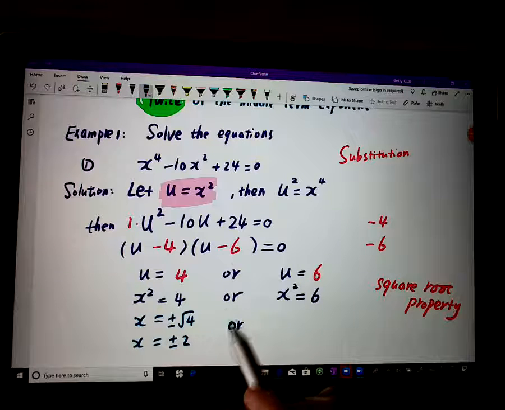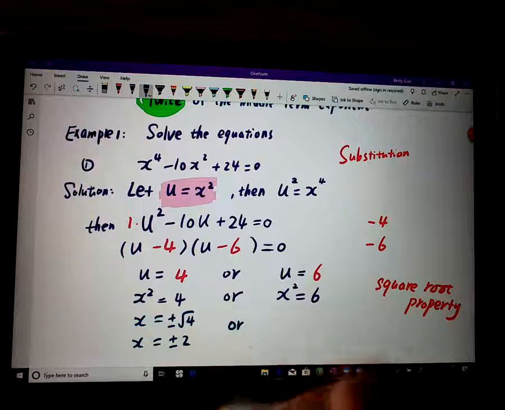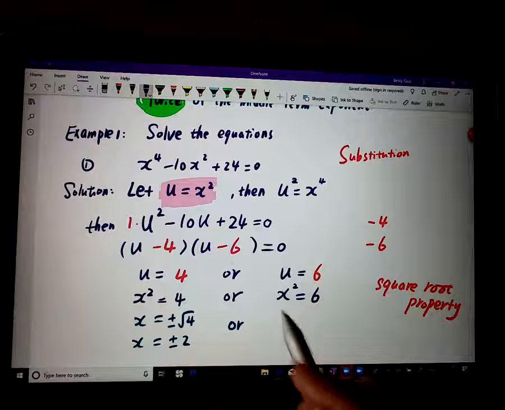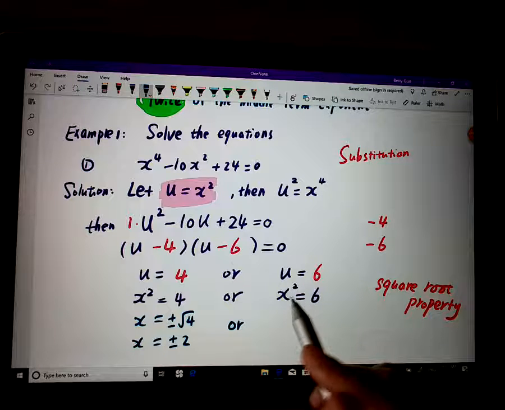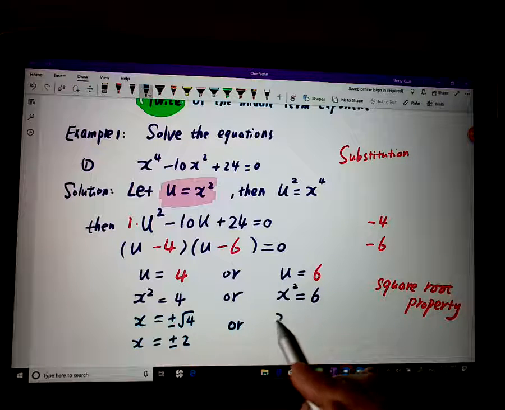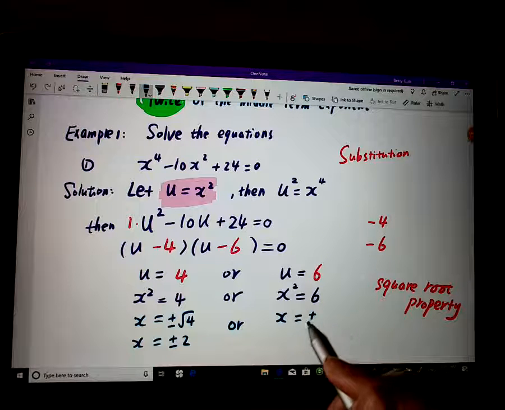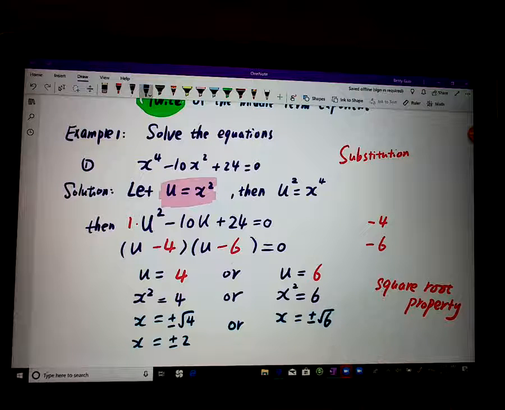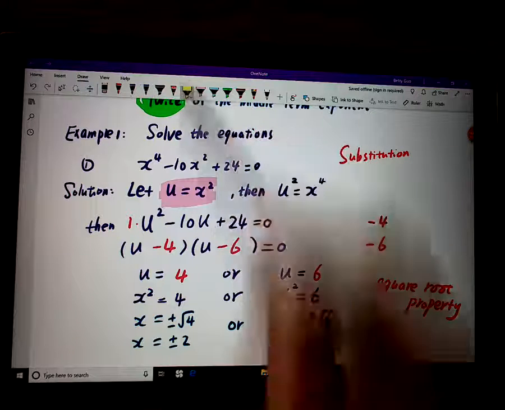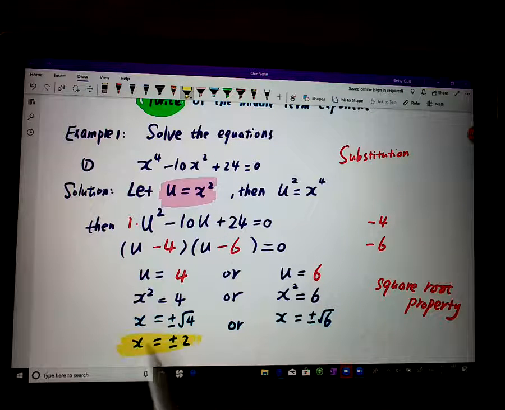Or, the logical connective, be very careful. You're gonna copy it every time you move down. You move forward for the solution with the solution. And here, x squared equals 6. By the square root property, we have x equals plus or minus square root 6. Okay? Let me highlight the solution.